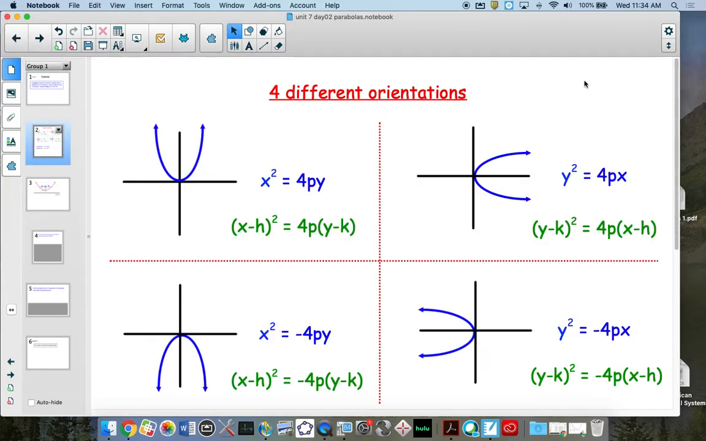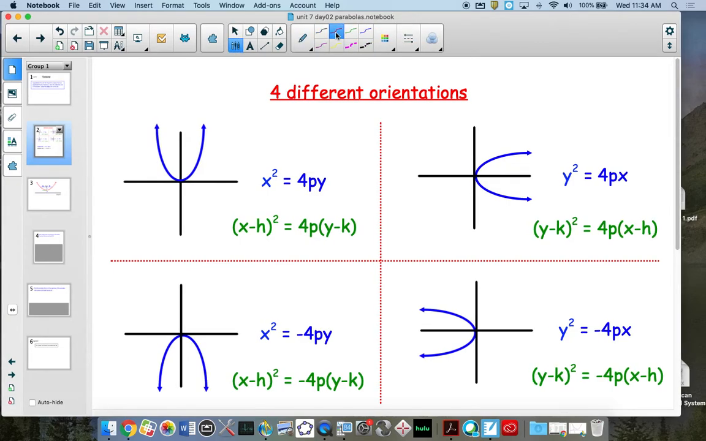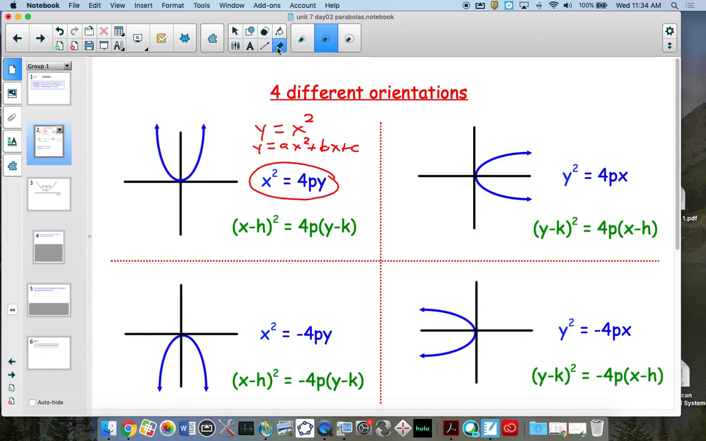There are four basic orientations for a parabola. So I've separated these into the four different views that you could see. We have a parabola opening upward, and the equation for that is x squared equals 4py. Now that's probably not an equation that you're used to. We're used to writing something like y equals x squared, or y equals ax squared plus bx plus c. Right? So this form is a little different, and you're going to have to get used to that form.